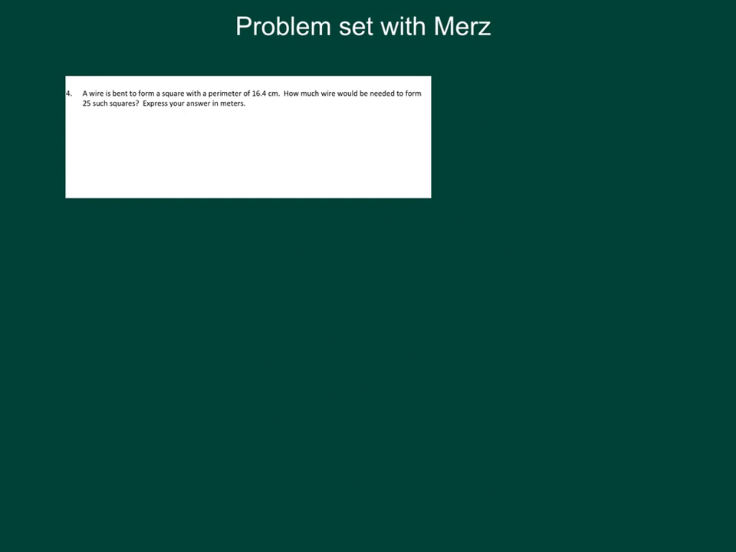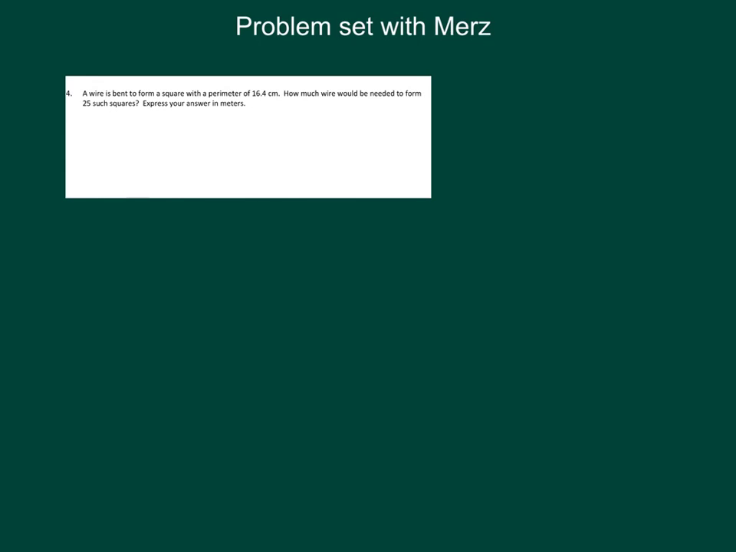All right, we are going to go straight to problem number 4, the last problem on here. Skip over some of the other ones. If you have time at the end, you can go back and try some of the other problems. It says a wire is bent to form a square with a perimeter of 16 4/10 centimeters. How much wire do you need to form 25 squares? Express your answer in meters.